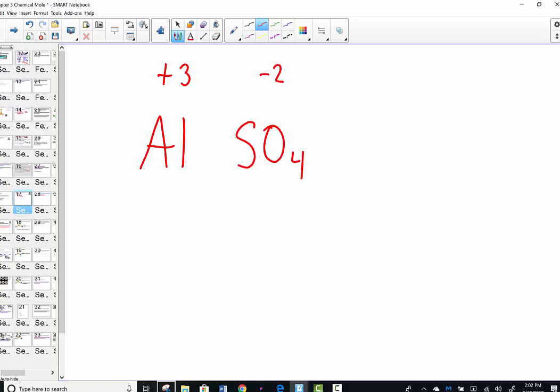A +3 and a -2 do not electrically balance to 0, so I know I need to crisscross. The crisscross tells me to come around and down to place as a subscript. Subscripts don't have charges on them. It's a quantity, so don't grab the negative with it. Just bring the 2 around and down. And this 3 tells me I'm going to need 3 groups of the sulfate ion. So if I group polyatomics, I have to place them in a parenthesis. And I read that as saying Al2(SO4)3, the SO4 taken 3 times. That's how we read that formula.